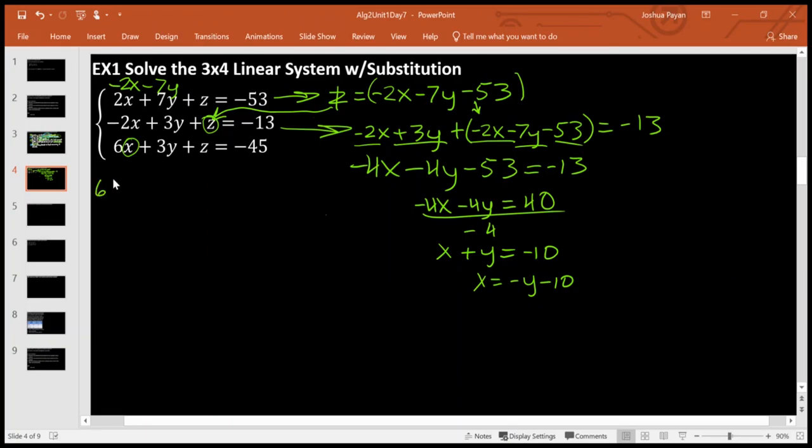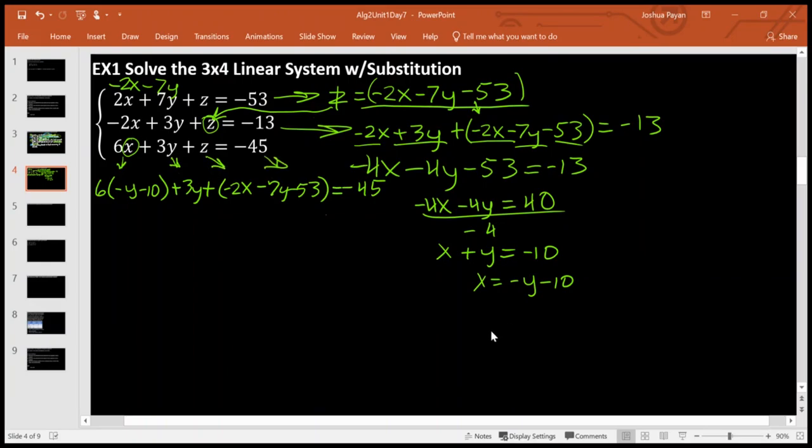So I'm going to say 6 times x, so that's negative y minus 10, plus 3y plus z. I know what z is. Z is negative 2x minus 7y minus 53. All of that is equal to negative 45. So I've got 6x plus 3y plus z is equal to negative 45. Okay, now I can also substitute here for x.